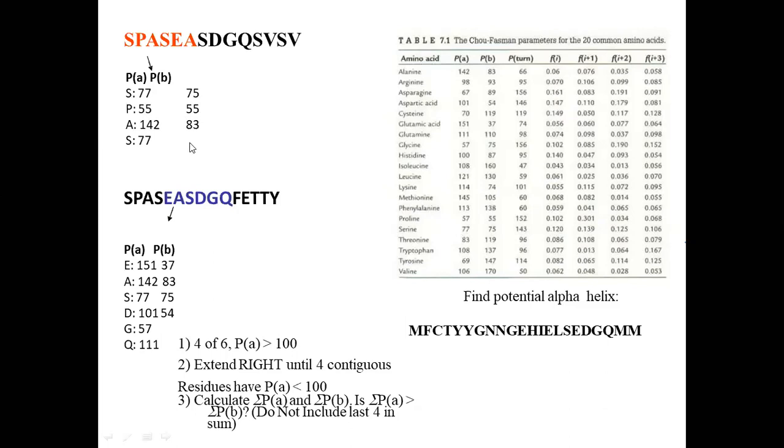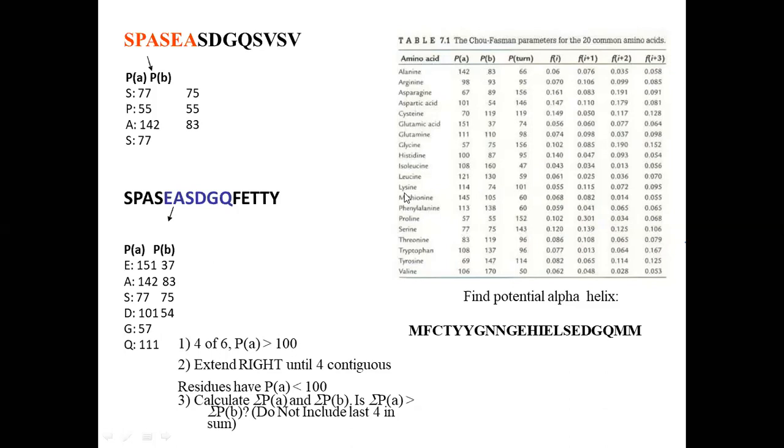From where did we derive these values? From this Table 7.1, the Chou Fasman parameters for the 20 common amino acids. This table is from the paper they published. So here you can see they have 20 amino acids from alanine. For alanine they have the propensity value 142, then 83, then 66, and all these values.